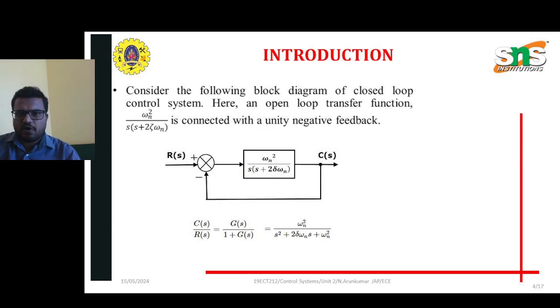Let us consider the following block diagram of a closed loop control system. Here, the open loop transfer function is given as omega n square divided by s into s plus 2 delta omega n, connected with a negative feedback loop. The transfer function of the system can be calculated as omega n square divided by s square plus 2 delta omega n s plus omega n square. Here the s square term indicates a second order system. All the values are followed by the roots of the corresponding transfer function.